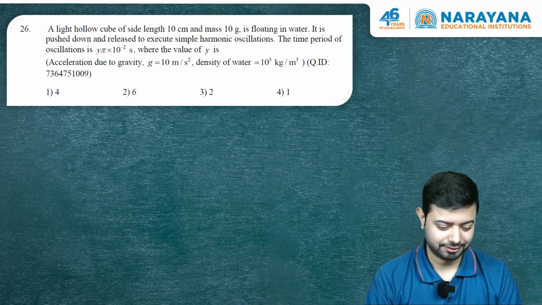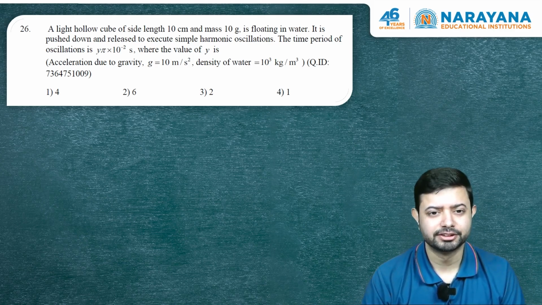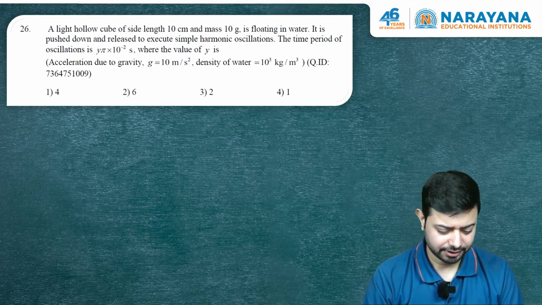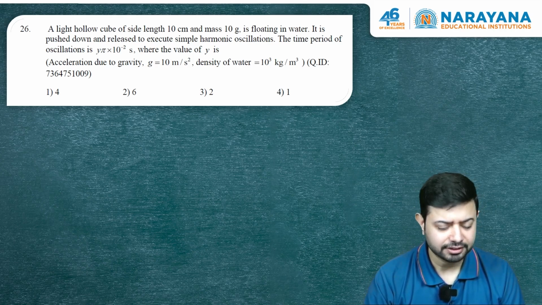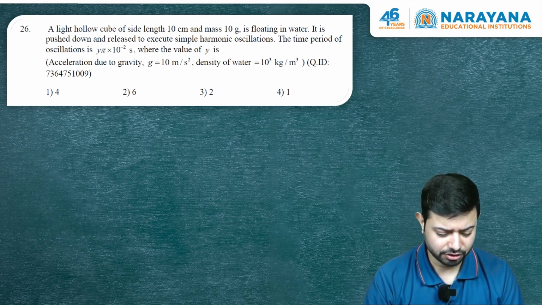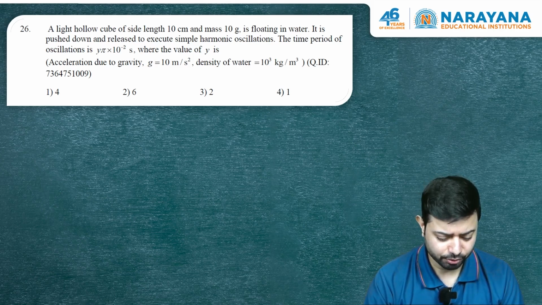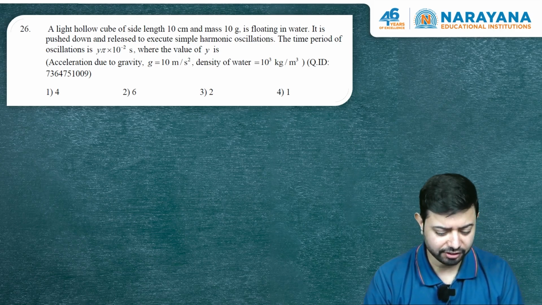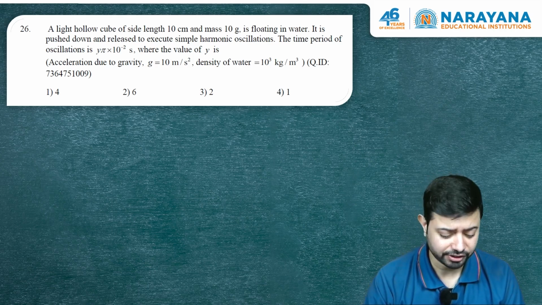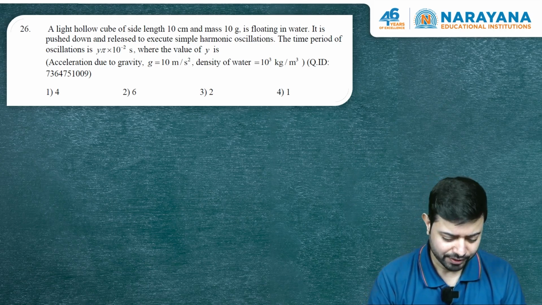Hello everyone. This is the morning shift of 23rd January physics paper, and let's see question number 26. A light hollow cube of side length 10 centimeter and mass 10 gram is floating in water. It is pushed down and released to execute simple harmonic oscillations. The time period of oscillation is y into pi into 10 to the power minus 2 second, where the value of y is. So they are asking about this y value, but before that we have to find the time period of this particular oscillation. Let us have a look at this.